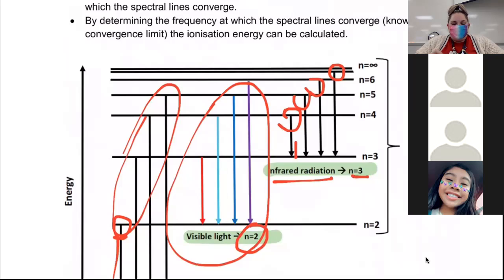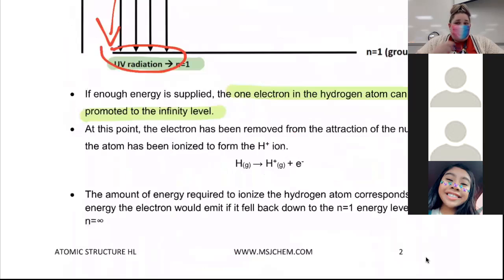If we put enough energy in that it goes all the way up to where infinity is, then in reality the electron is leaving the atom. It's no longer an atom, it's now an ion. At this point, the electron has been removed from the attraction of the nucleus and the atom has been ionized. So it's now a hydrogen ion. And the term for that is ionization energy.